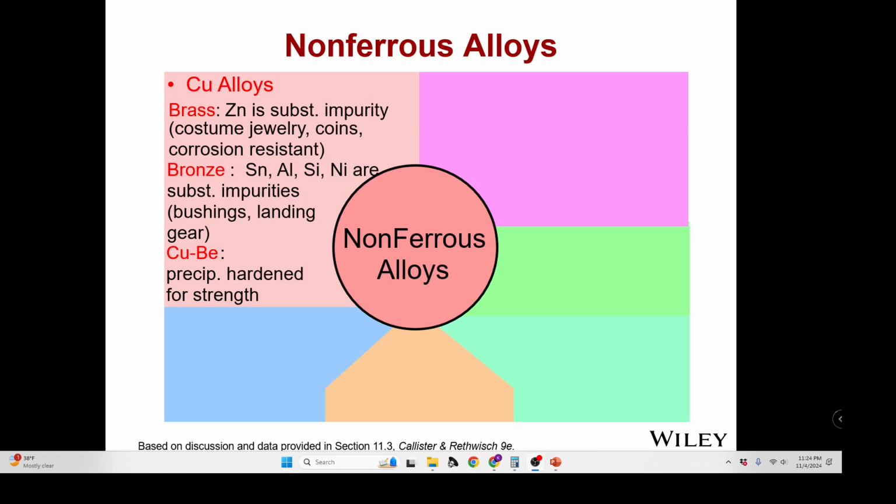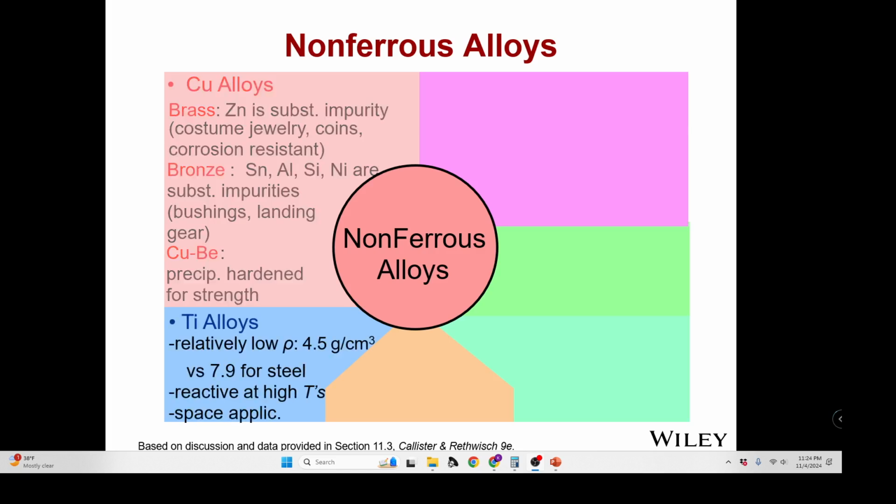Bronze, used for a lot of things, for a lot of areas, bushings and harsh environments, high surface hardness, but softer than typically the steel that's riding in it. That's why it makes good bushings. Copper beryllium, precipitation hardened for strength. We talked about precipitation a little bit.